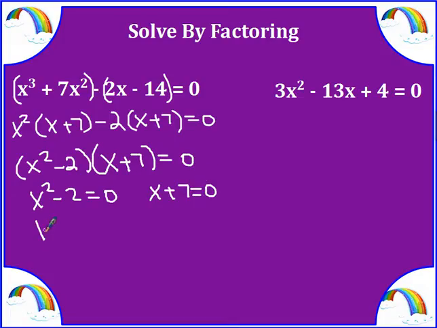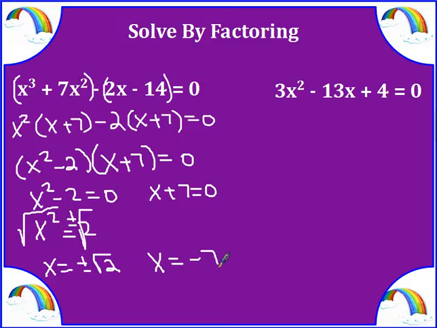So I'm going to add 2 to both sides. I'm going to take the square root, and when we take the square root, we are going to have a positive and negative. So 2 of the solutions are a positive and a negative square root of 2. Over here, we're simply going to subtract 7, so our third root is -7.